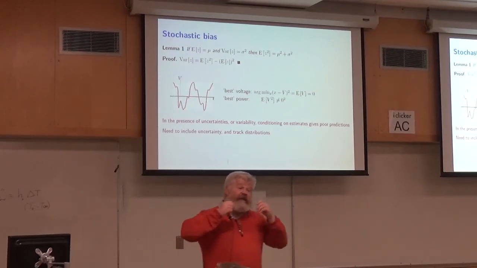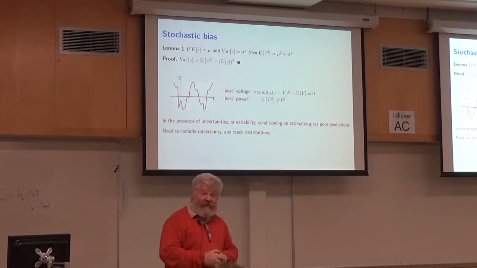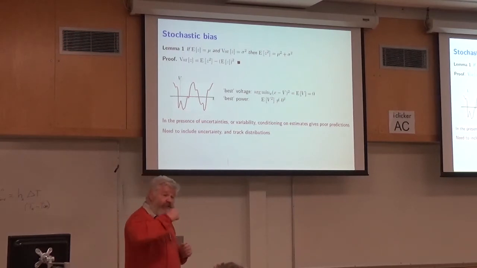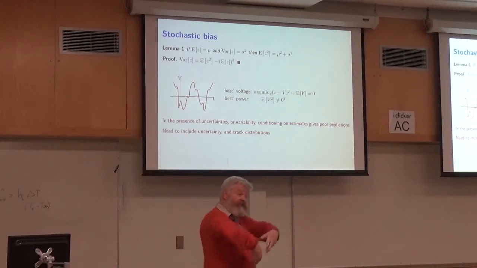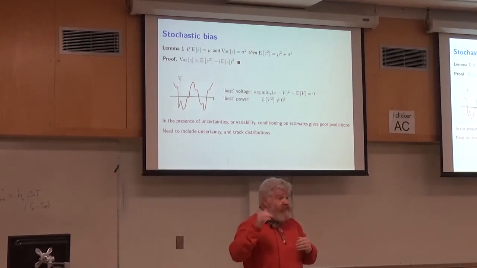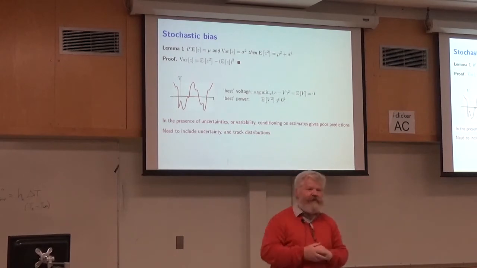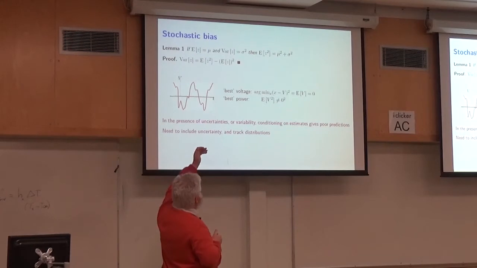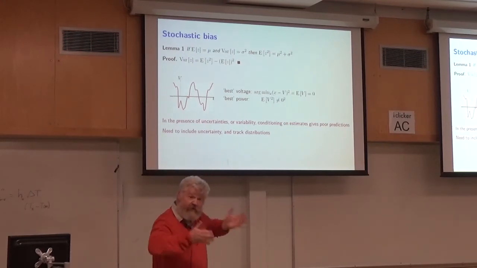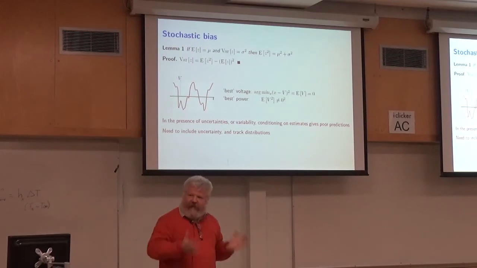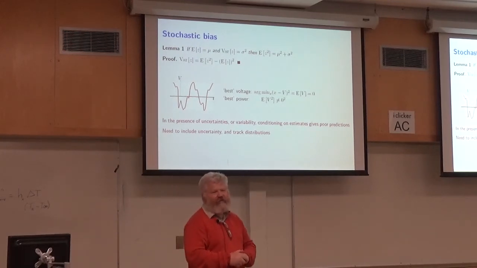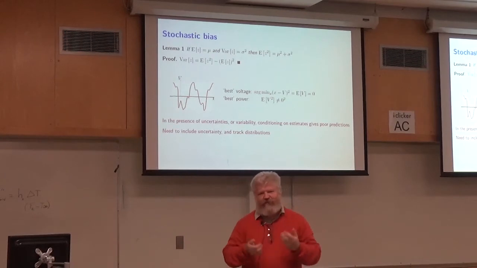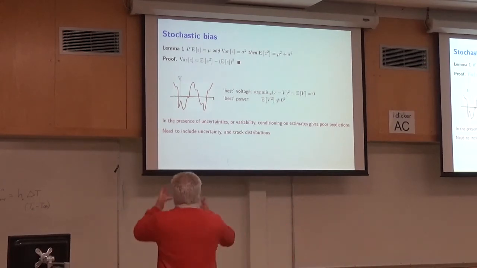But if I then ask you the best power of that graph, you wouldn't say 0 squared. Because the power, of course, is the square of the voltage, and that's entirely positive. And so the average value of the positive thing is going to be something positive. It's not going to be 0. So here's a simple case where the best voltage is 0, but the best square of the voltage is not 0 squared. Ta-da! It's not really so complicated, is it? It's completely obvious. Okay, so how do you fix this?